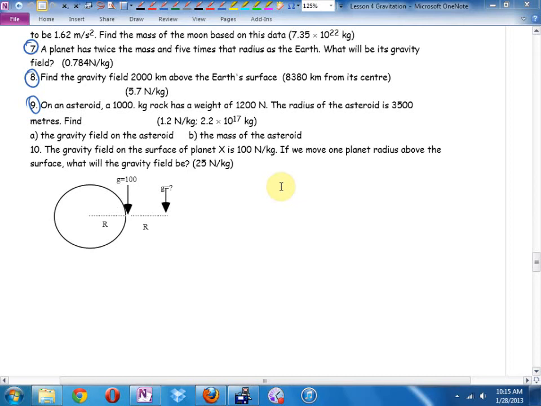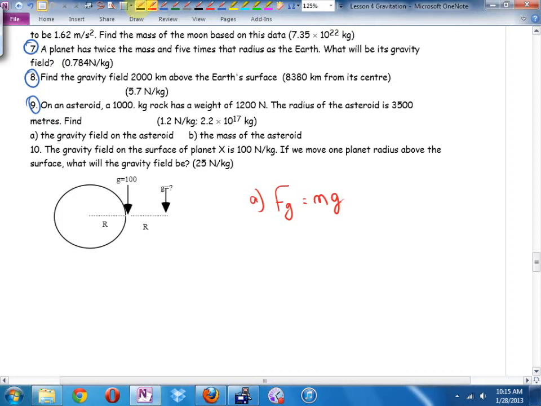Number 9, a 1,000 kilogram rock has a weight of 1,200 newtons. The radius, find the gravitational field. All right, who asked me number 9? Brett did? What did they tell you? They told you the weight. Remember, weight is another word for Fg, and that equals mg.